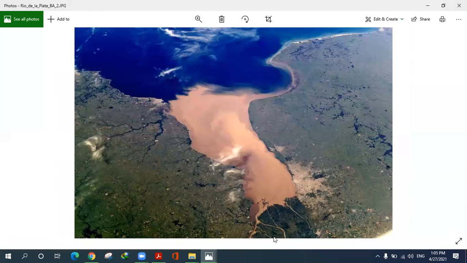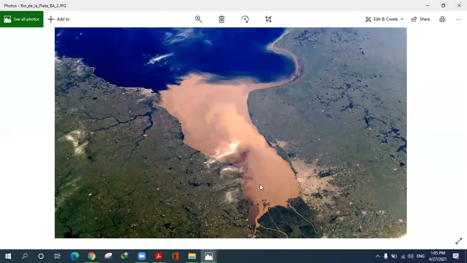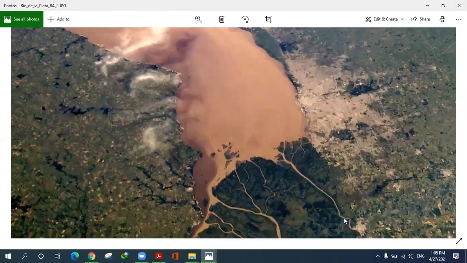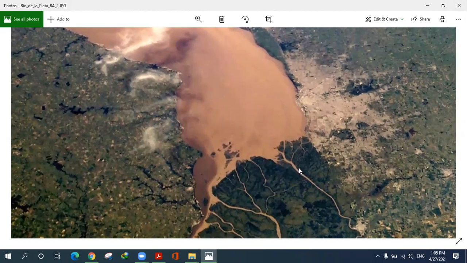Okay, this is another picture of how rivers and oceans meet. Can you guys see the rivers in here? Let me zoom into it so you can see the different branches of the rivers. Can you guys see the different branches?